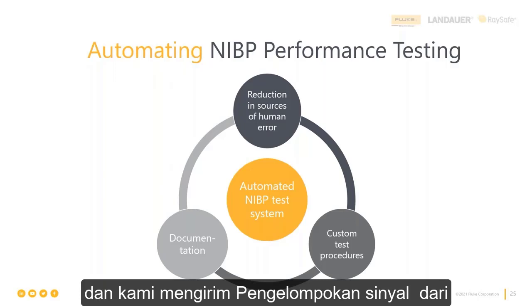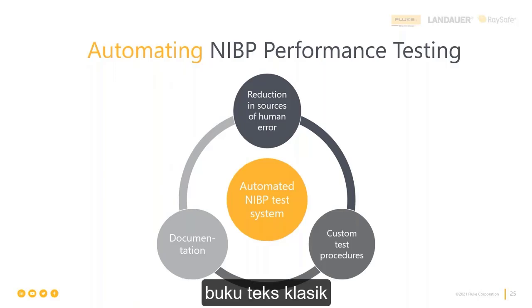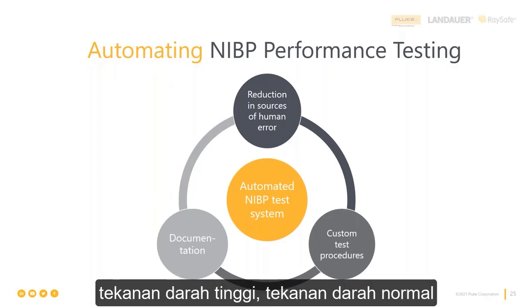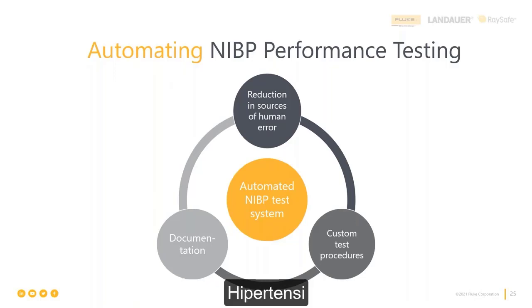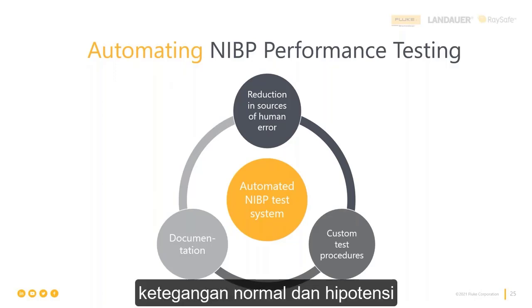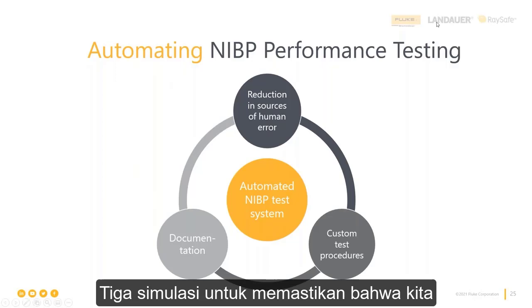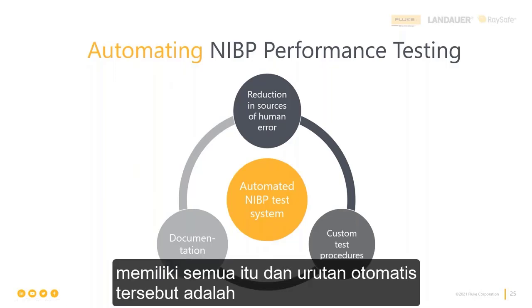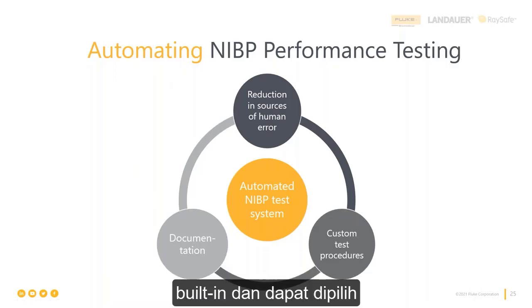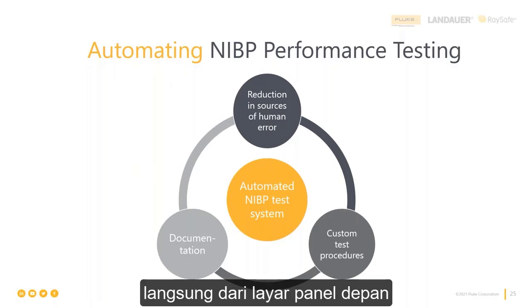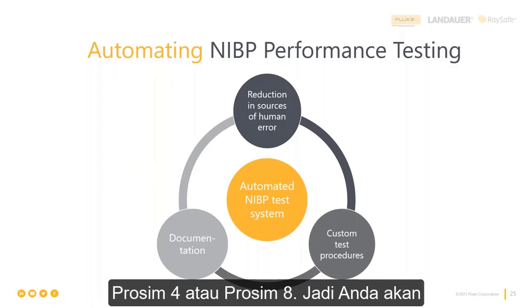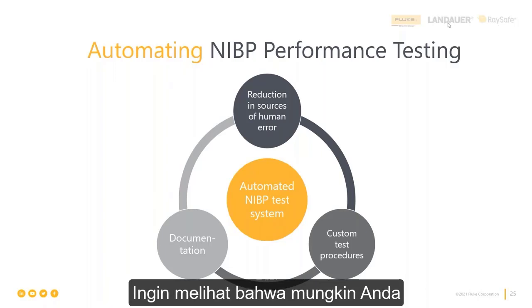And we're sending classic textbook groupings of signals. So based on high blood pressure, normal blood pressure, or low blood pressure: hypertension, normal, and hypotension. So we're able to run 3 simulations to make sure that we have that. And those auto sequences are built in and selectable right from the front panel screen of ProSim 4 or ProSim 8. So you're going to want to have a look at that.